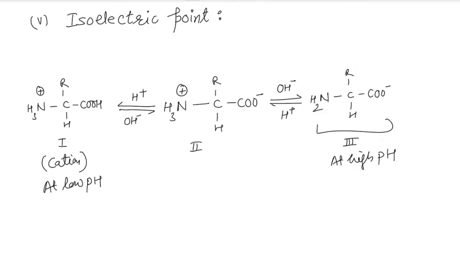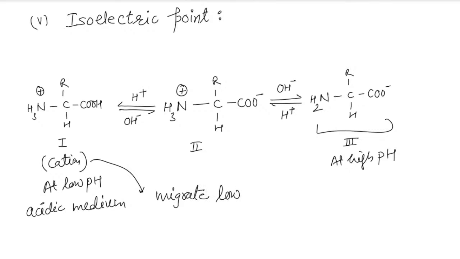They are moderately soluble in water, but in acidic medium alpha amino acid exists as a cation. Low pH means acidic medium. So in acidic medium it behaves as a cation, and that is why it migrates towards the cathode under the influence of an electric field, right.